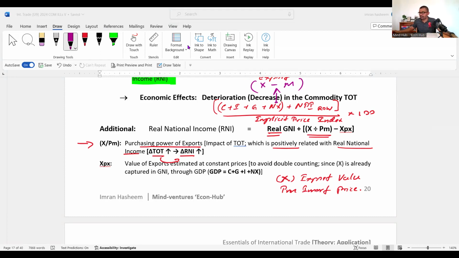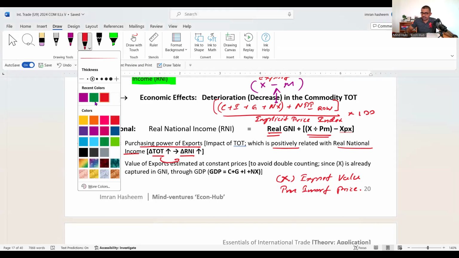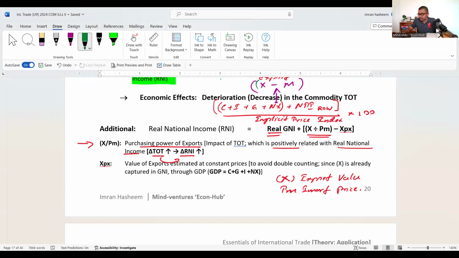Please respond. Right. Clear. So, when we estimated real GNI, we have taken net exports, which means we have taken exports once. It is inside net exports, which is added to C plus I plus G, which is inside GDP, which is inside GNI, which is then deflated by dividing with implicit price index into 100. So exports in real terms is already there.